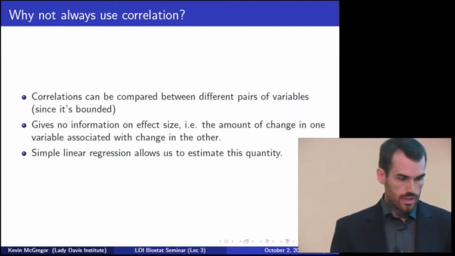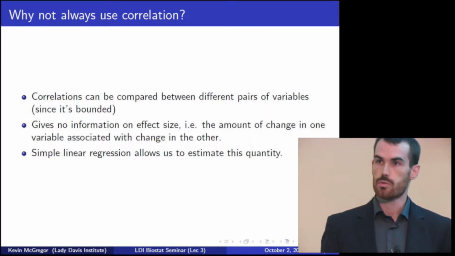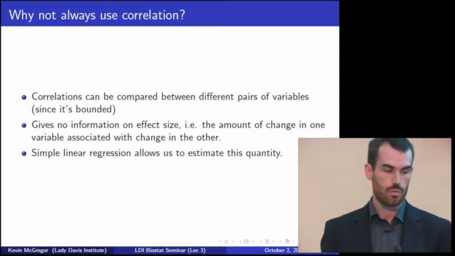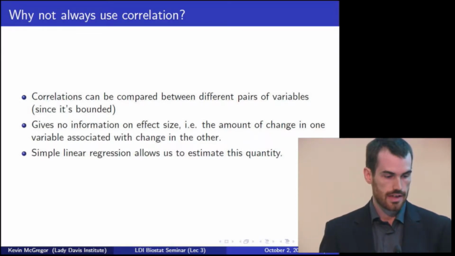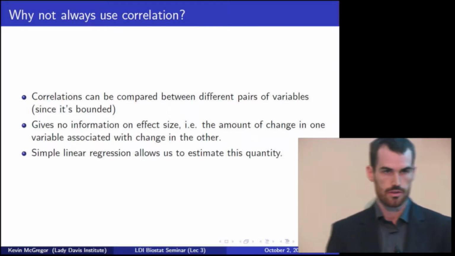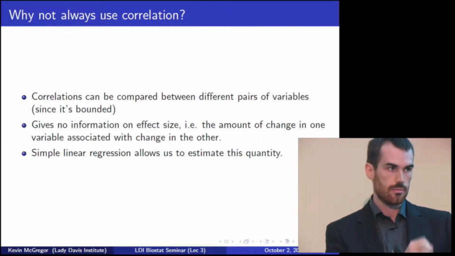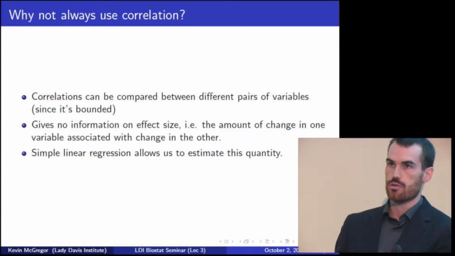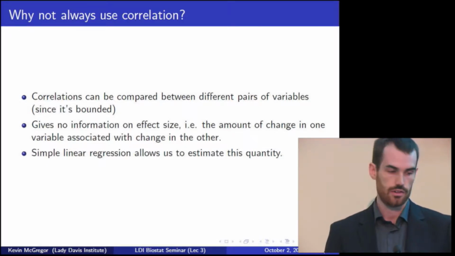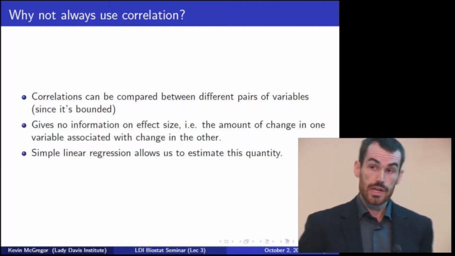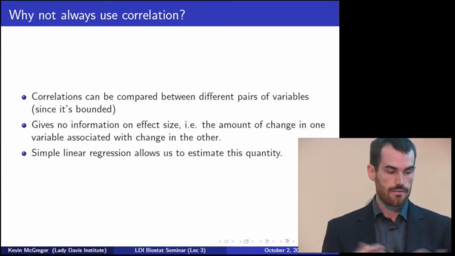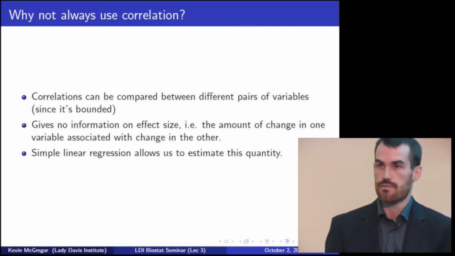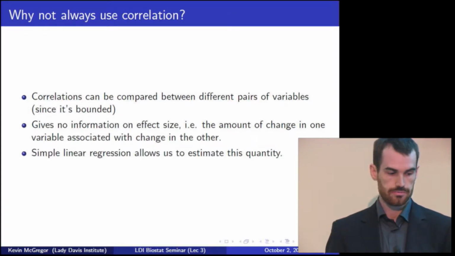All right, so the good thing about correlation is that because we scaled it down so that it falls between -1 and 1, we can compare correlations between different sets of variables or different pairs of variables. So even if they're on very different scales, we can compare the correlation from one pair of variables to another pair of variables and say, okay, these 2 are more strongly correlated than these other 2. One of the weaknesses of the correlation coefficient is that it doesn't give us any information on the size of the effect of one variable on the other variable.